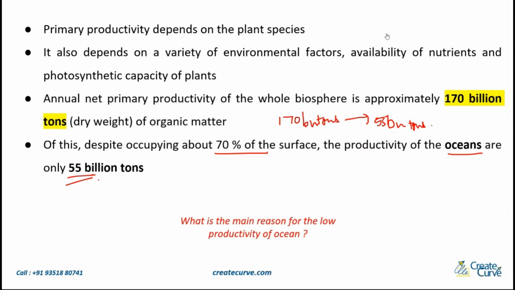Why so? Out of 170, if you subtract 55 billion tons, how much are you left with? About maybe 110, 115 billion tons. And that entire thing is through land. So why are oceans only 55? Why the low productivity? You think the sunlight that falls on the land is the same amount that falls on the ocean and the same amount is absorbed as well? What about when you go deeper in the oceans? Is the sunlight going to remain the same?